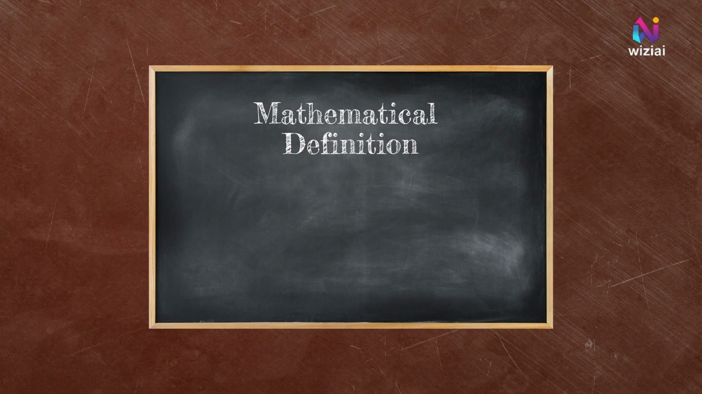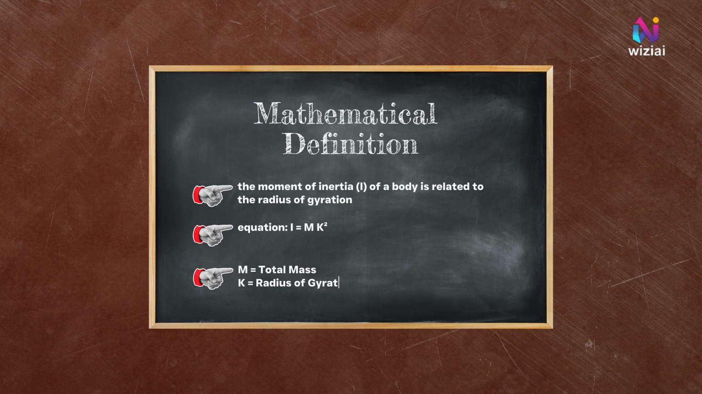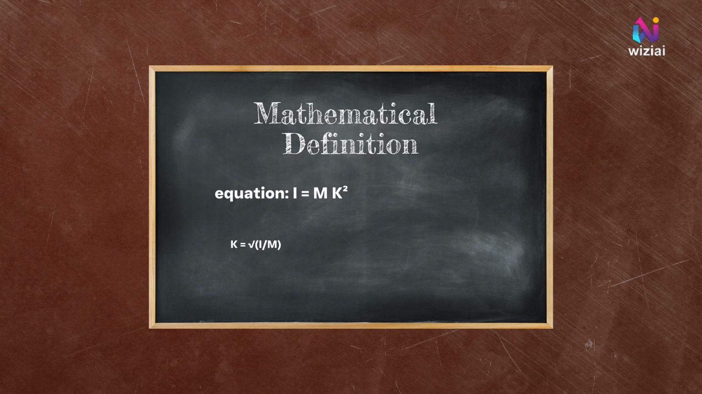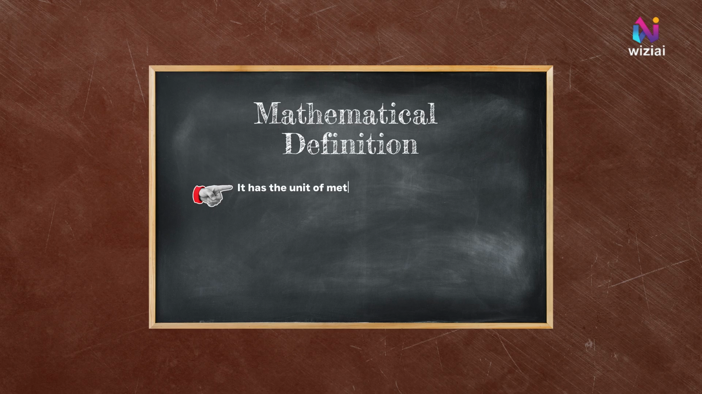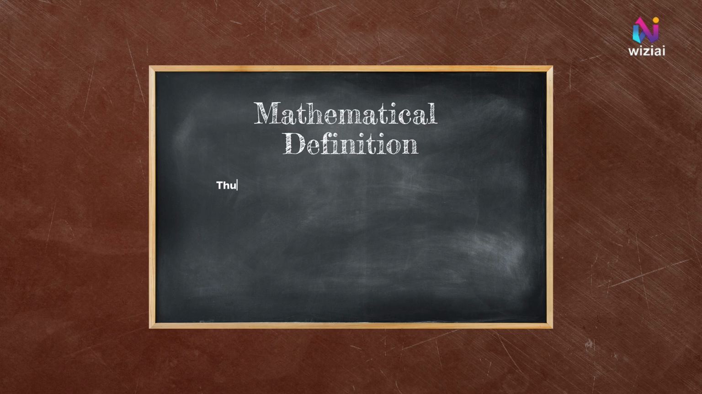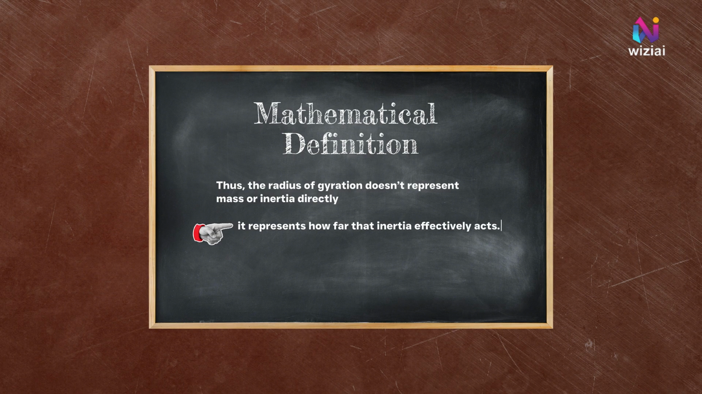Mathematically, the moment of inertia, I, of a body is related to the radius of gyration by the equation I = m k², where m is the total mass of the body and k is the radius of gyration. From this, we can find that k is equal to the square root of the ratio of moment of inertia, I, to mass m. It has the unit of meters and dimensions of length, that is M⁰ L¹ T⁰. Thus, the radius of gyration doesn't represent mass or inertia directly. It represents how far that inertia effectively acts.